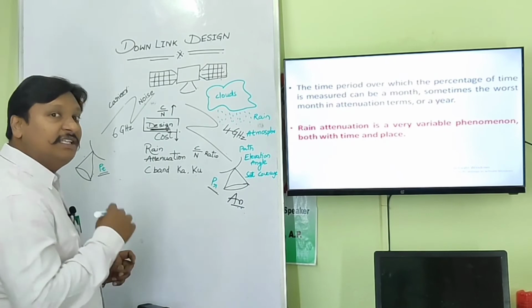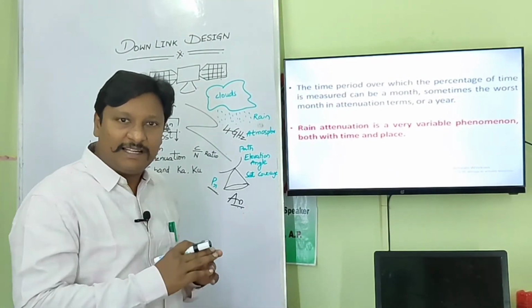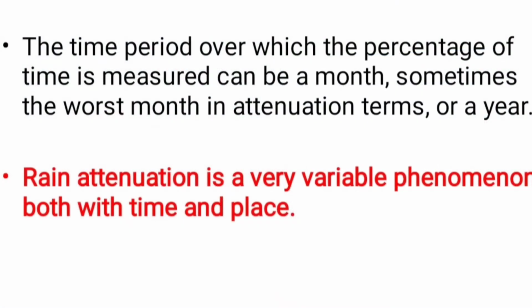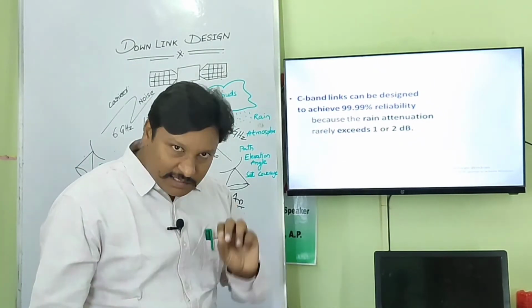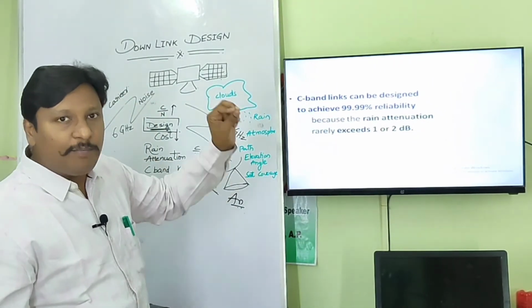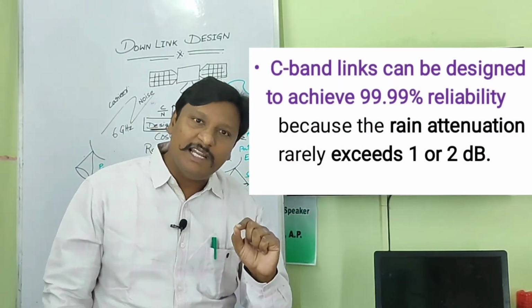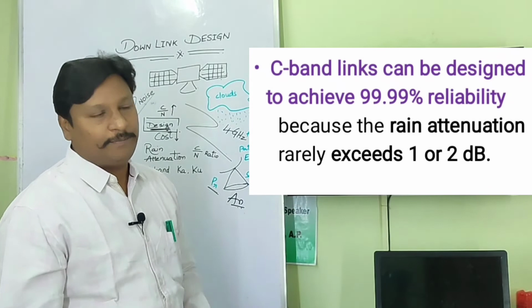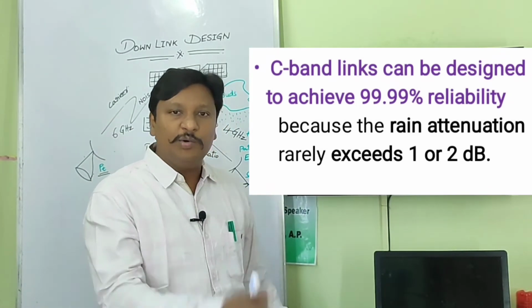What are the factors that influence the carrier to noise ratio in the link design of a satellite? Rain and atmospheric conditions in space will influence the attenuation on a particular wave propagation. Naturally, C-band links can be designed to achieve 99.99% reliability because they experience little attenuation due to rain. At most, their attenuation does not exceed 1 or 2 dB.